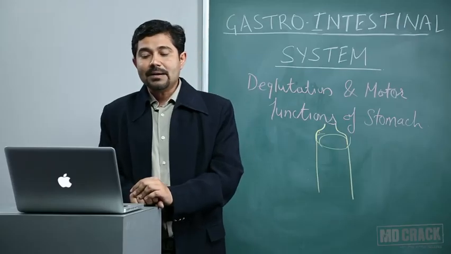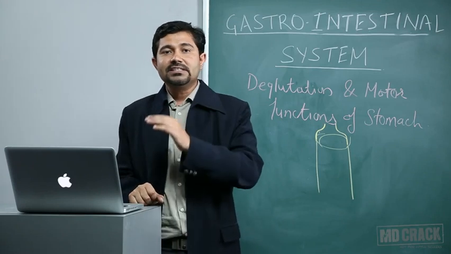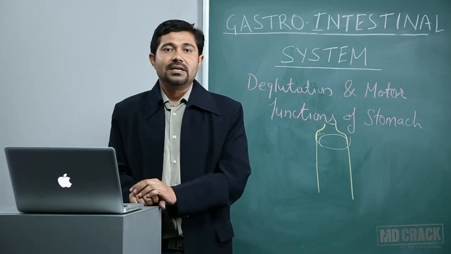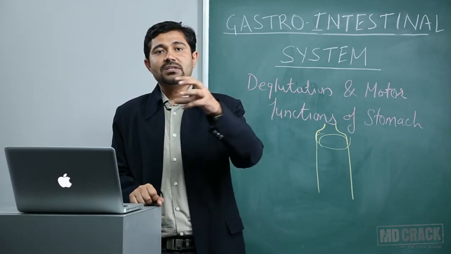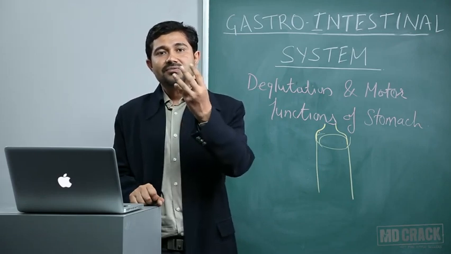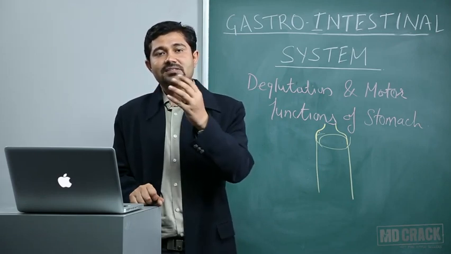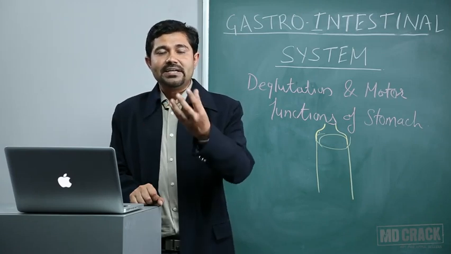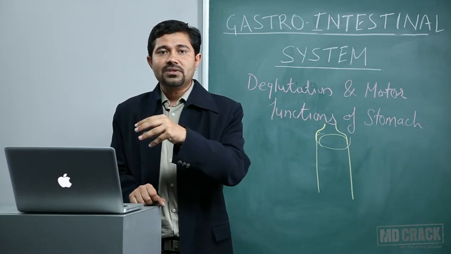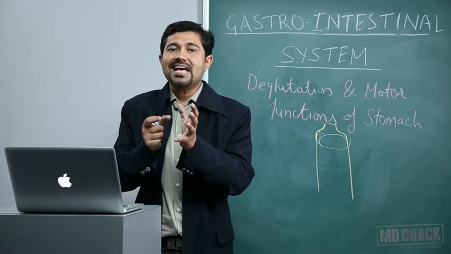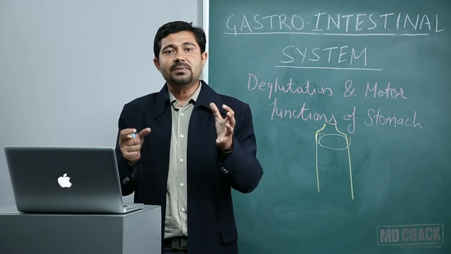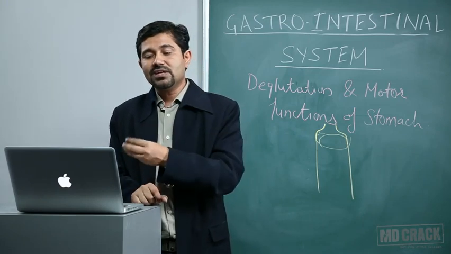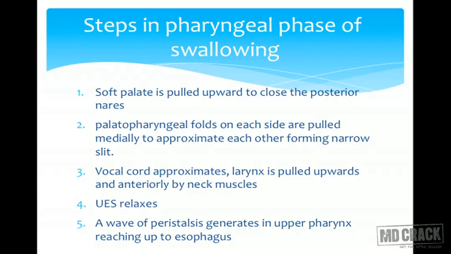And now what will happen? A wave, a peristaltic wave, will be generated in the pharynx. That wave can reach up to the upper esophageal sphincter, and it will carry the bolus along. When that wave reaches the upper esophageal sphincter, it causes relaxation of the sphincter, and now the bolus will go into the esophagus. With this, the pharyngeal phase of deglutition ends.